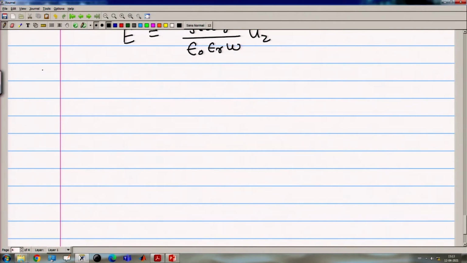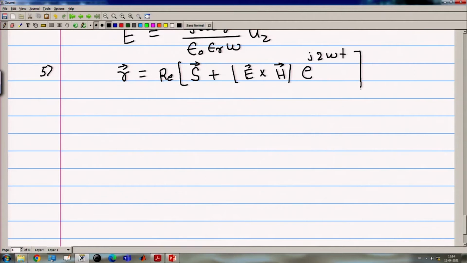So, this is the fifth problem, right? Yes. So, for the fifth problem, here r is the instantaneous Poynting vector, r equal to real part of s plus E cross H e to the power j 2 omega t. So, this we have to prove. So, this will be equal to this.